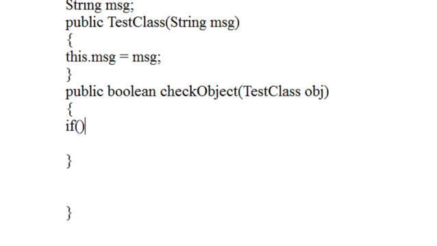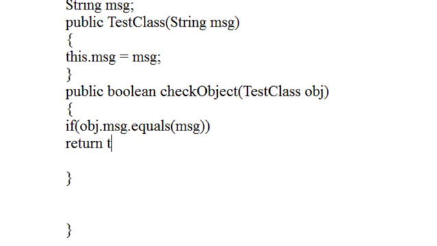I create an if condition here. Here I am going to compare two values of two objects, whether they are true or false. I access that variable using the object, obj.msg.equals. It is not possible to use double equal because it's a string value, so we need to use the function called equals to compare the string values. If obj.msg equals msg, then it will return true.